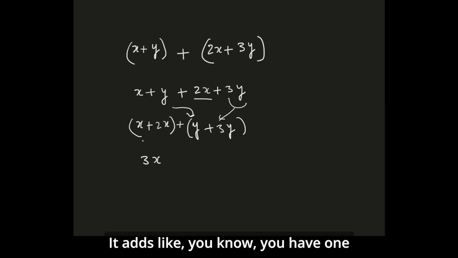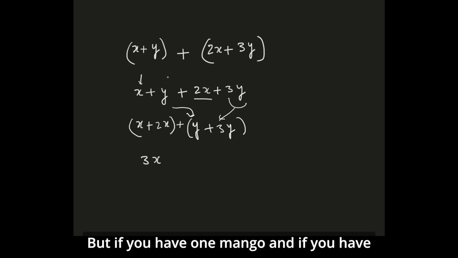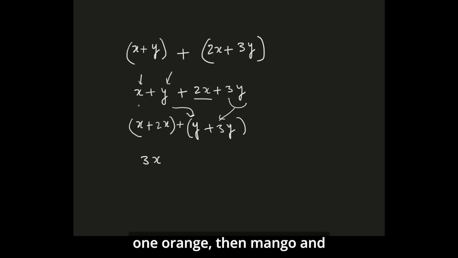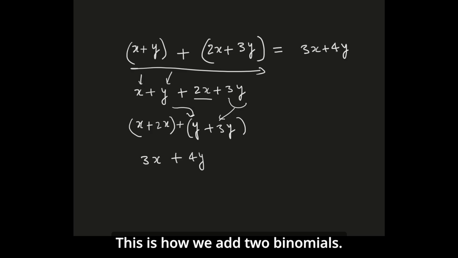It is like having one mango and two mangoes, which add together to form three mangoes. But if you have one mango and one orange, they cannot add together. This is similar: we have replaced mangoes with x and oranges with y. So we have grouped x together, which is 3x, and y together, which becomes 4y. The complete addition is 3x plus 4y. This is how we add two binomials.